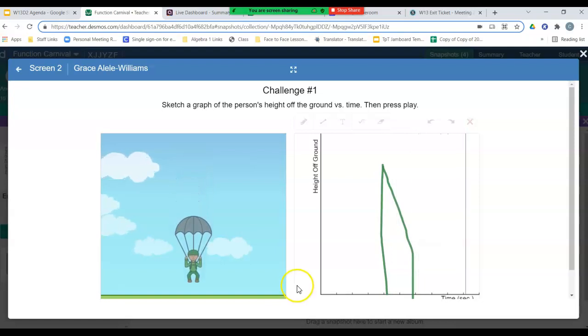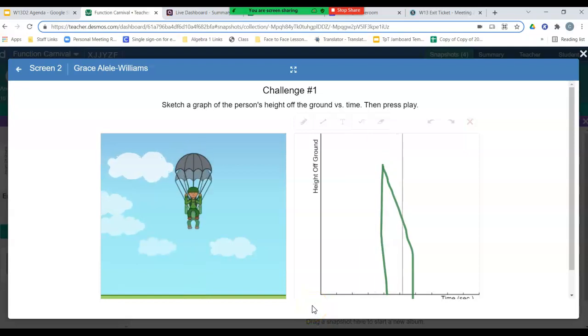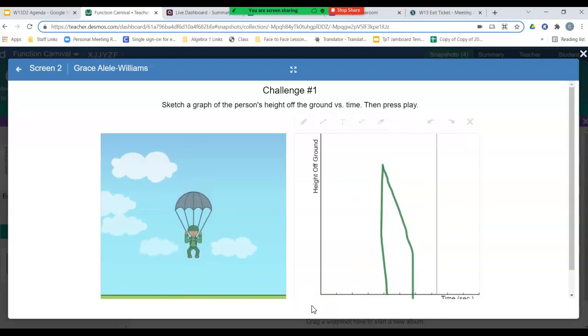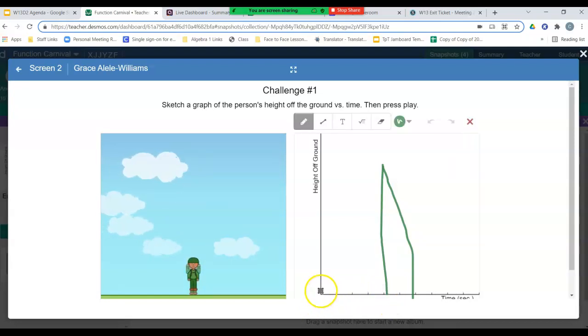What about the starting point? When does he start? Somewhere right there. He starts too late, right? He starts way too late because the graph is over here instead of starting at time 0 when the story starts at time 0. So the graph should have started right here and then up.